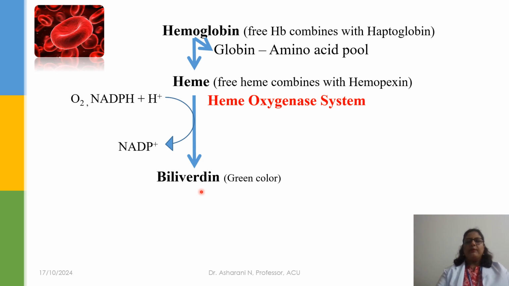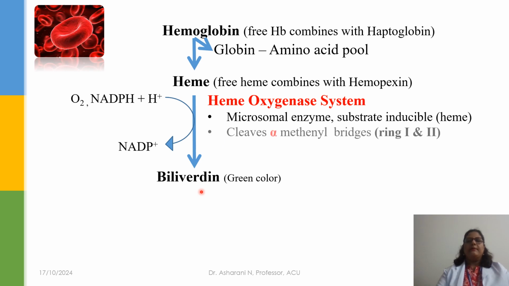A little more information about heme oxygenase system. It's a microsomal enzyme and it is substrate inducible, that is heme induces its synthesis. It cleaves the alpha methene bridge, which is between ring 1 and ring 2 of heme. The iron in the form of Fe3+ is released, which is reutilized, and this is the only reaction which releases carbon monoxide in your body.